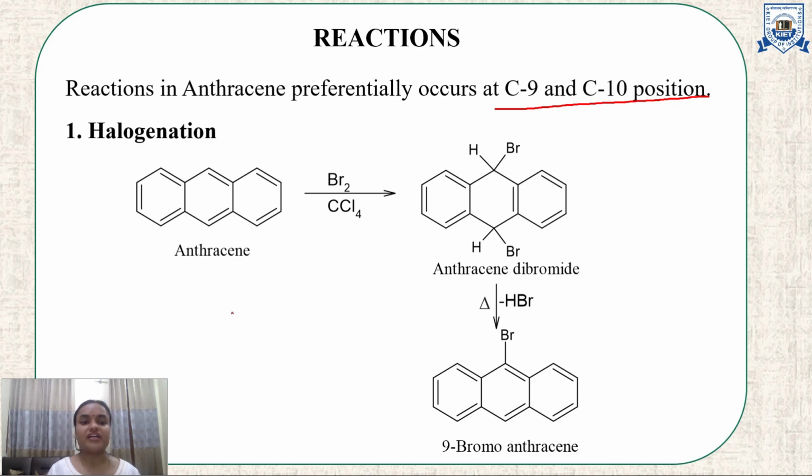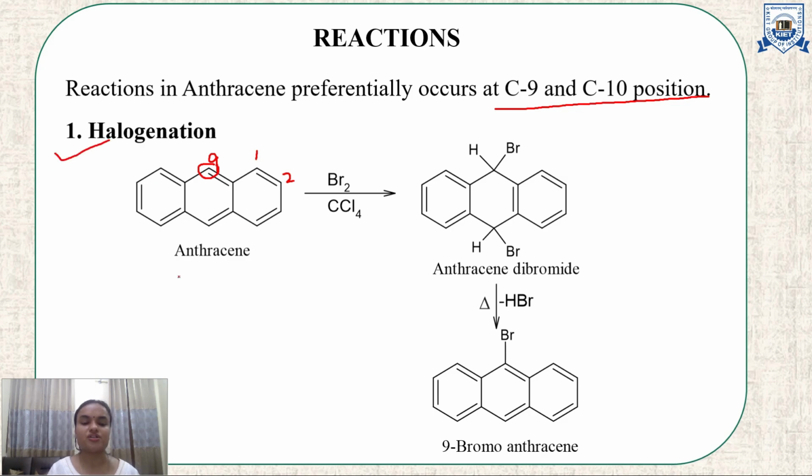The electrophile can attack at the C1 position, C2 position or C9 position. But the intermediate formed by the attack of the electrophile at the C9 position is more stable as compared to the C1 and C2 positions. That's why the product is formed preferably at the C9 or C10 position. So first is the halogenation reaction.